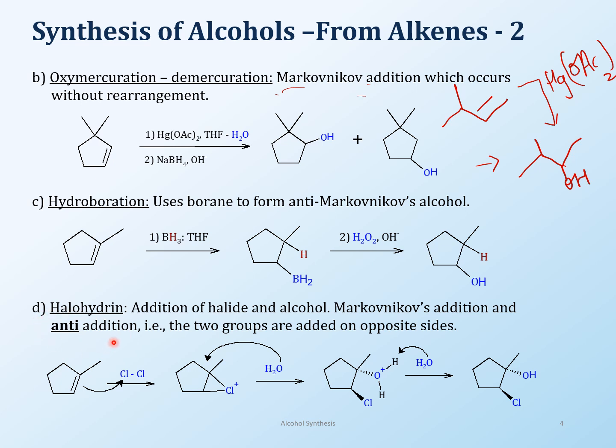The other synthesis of an alcohol from an alkene is halohydrin. The only thing about halohydrin is that not only are you getting the alcohol, you also get a halogen. So here you can either use chlorine or you can use bromine, just those two. You don't want to use iodine or fluorine here. So here you get two groups on there. Okay, so you still make an alcohol, but you're also getting a chlorine.